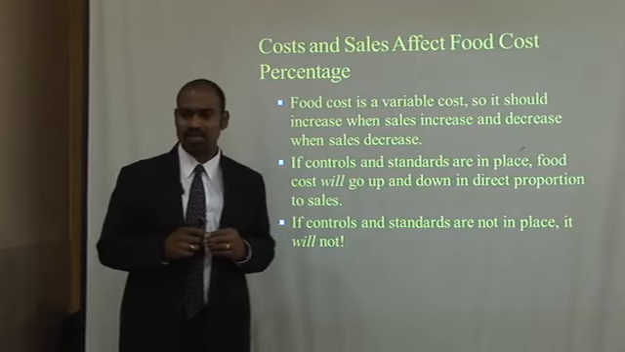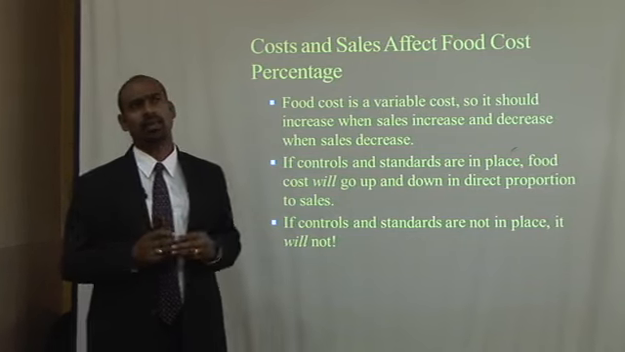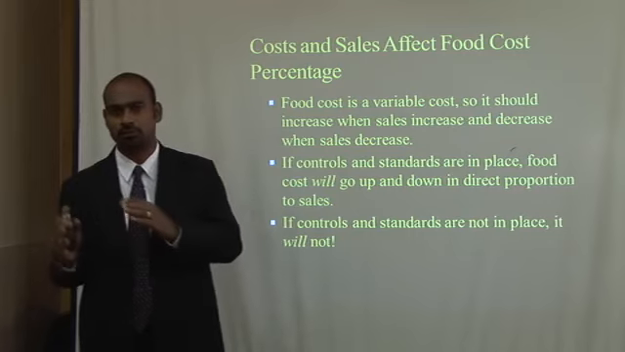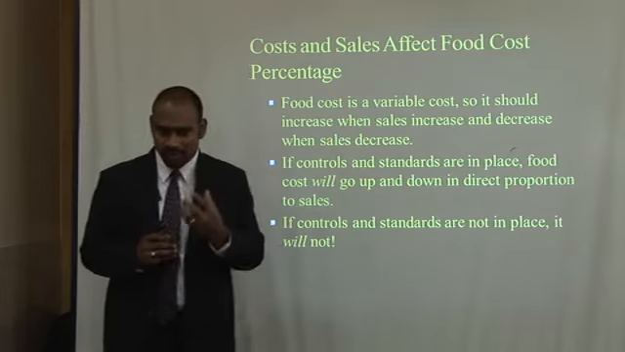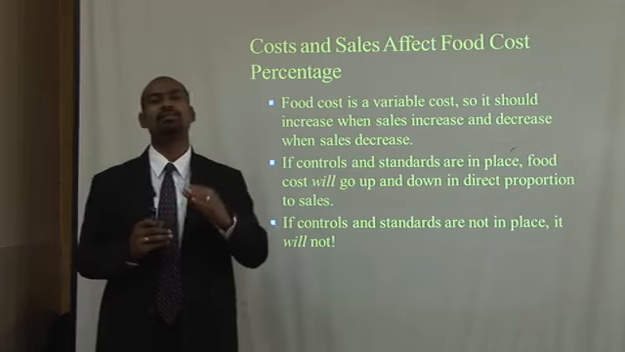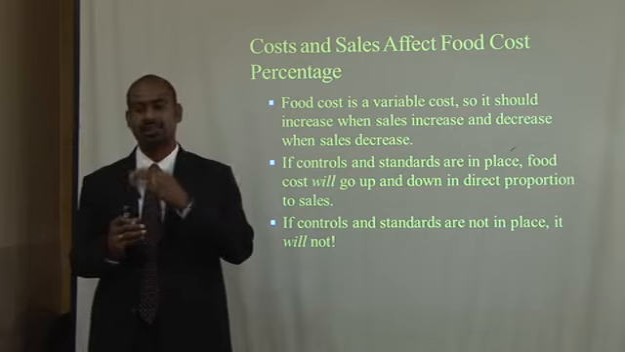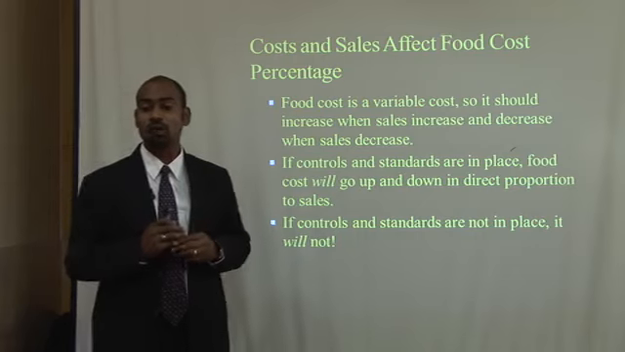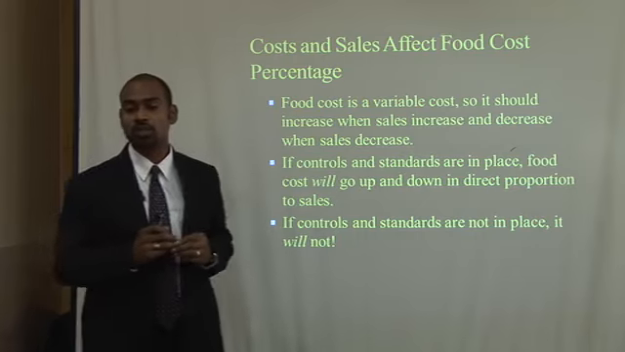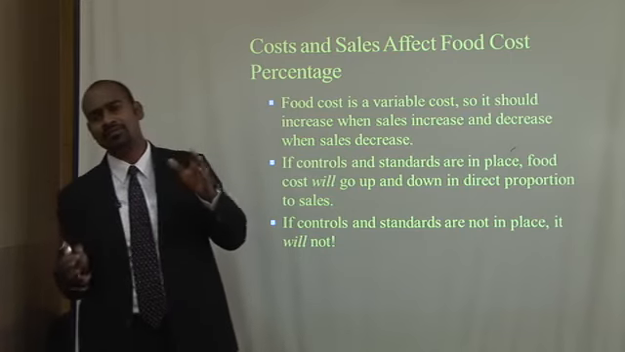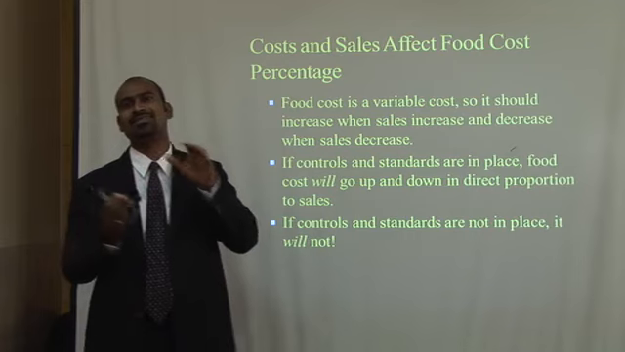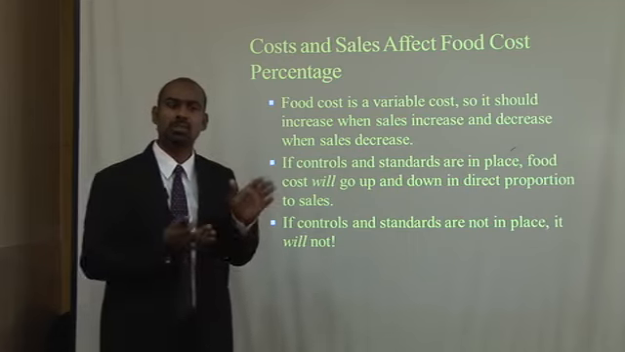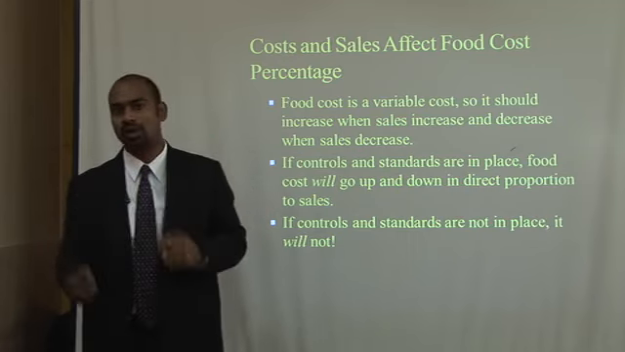Now costs and sales affect food cost percentage. Food cost divided by sales equals food cost percentage. This is a very simple aspect of food cost, right? Now food cost is a variable cost, so it should increase when sales increase and decrease when sales decrease. If control standards are in place, food cost will go up and down in direct proportion. If controls and standards are in place, it will not go against sales. If sales are increased, your food cost is decreased. If sales are decreased, your food cost is increased. If your system and controls are in place, then everything will be all right.